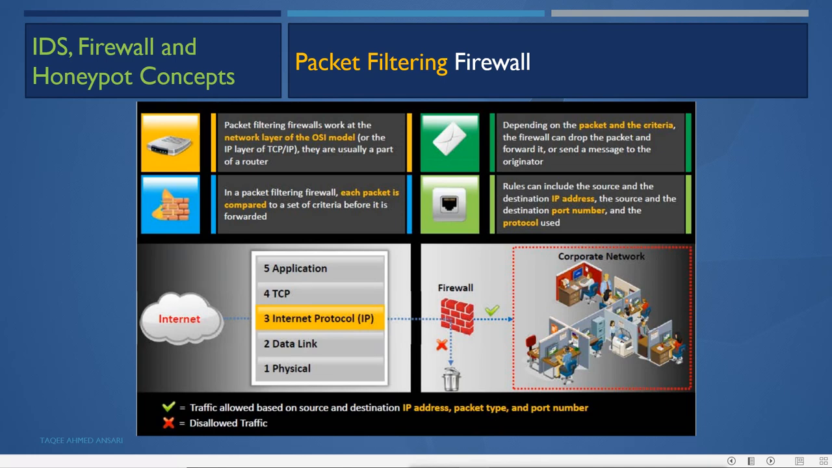It is like in Cisco routers, where we create an access control list. When we create those rules, we make our router work as a packet filtering firewall. So traffic is allowed based on source and destination IP address, packet type, and port number, and it will be disallowed by the same criteria. It will only allow the traffic which we configure to allow, and it will deny the traffic which we configure to deny.